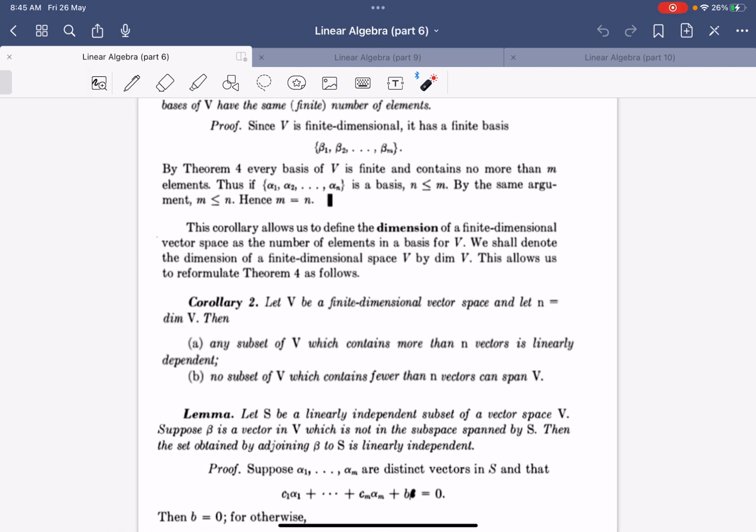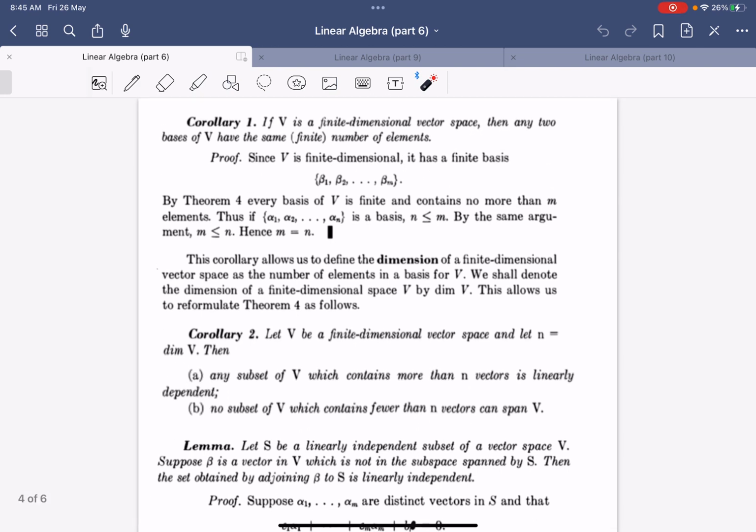And so this allows us to define what is the dimension of a finite dimension vector space, which is the number of elements in the basis. And we denote it by dim V.